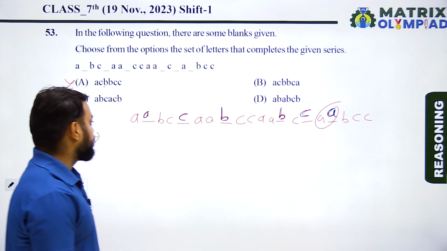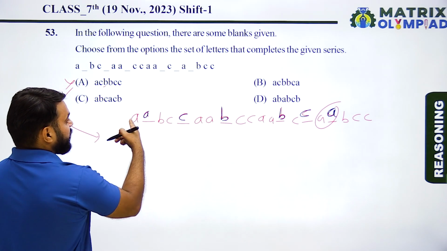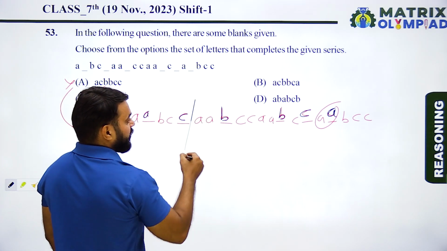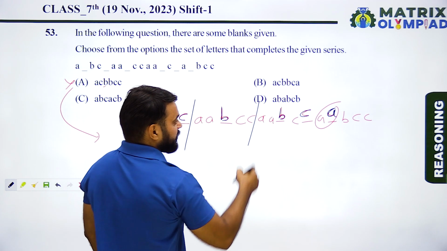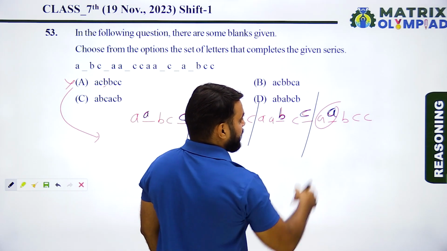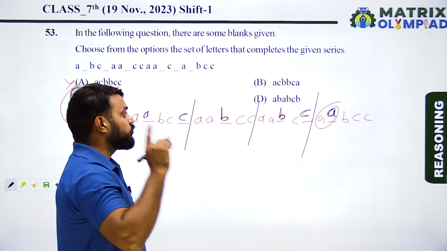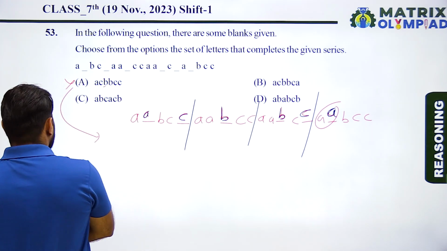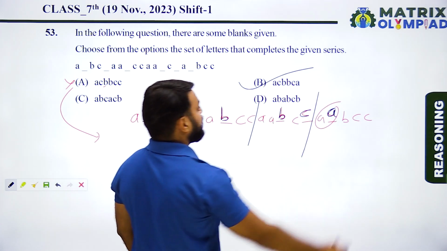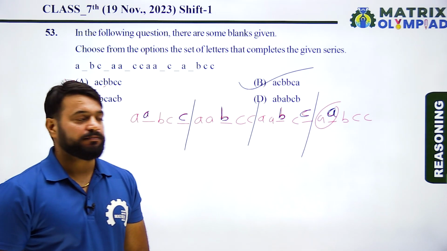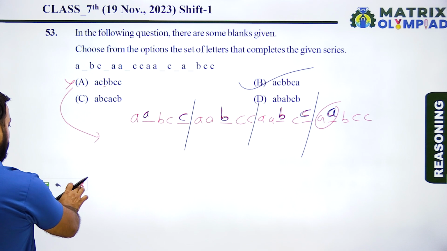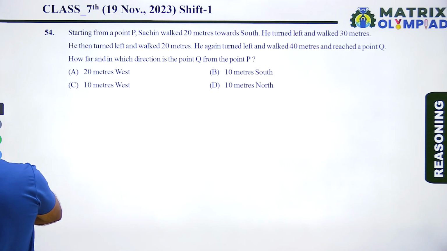So let's check the pattern. The pattern is double A B C C, double A B C C, double A B C C, double A B C C. Yes, option B makes a suitable pattern. So option B is the correct answer of this question. So let's move on to the next question, question number 54.